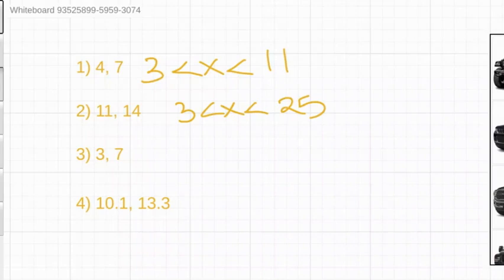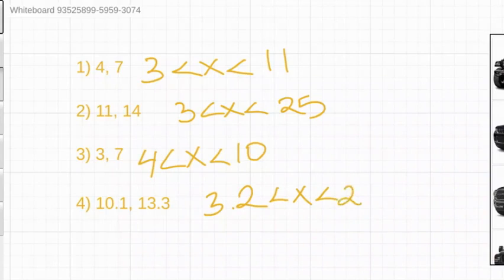Do the next two on your own and then come back when you have your own answers and check. For number 3, you should have gotten 4 is less than x, which is less than 10. And for number 4, you should have gotten 3.2 less than x less than 23.4.